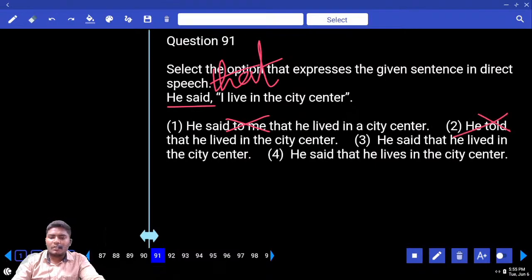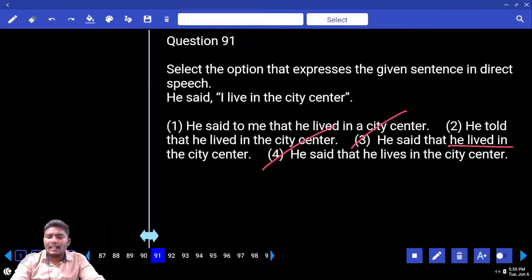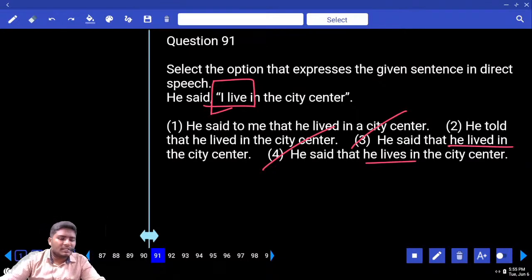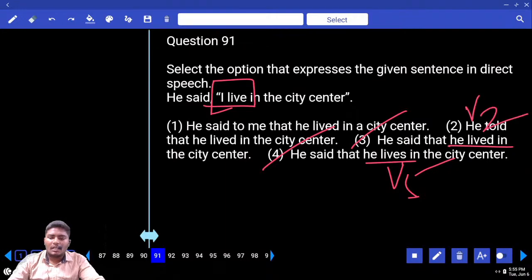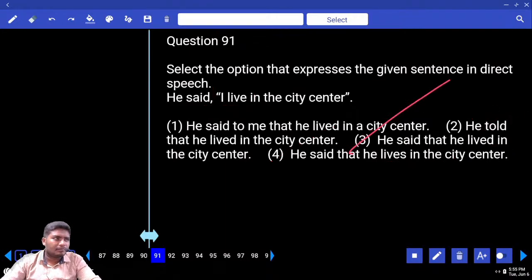He told that, not possible. He said that. He said that. Your answer is 3 or 4. He lived or he lives. Why he lived? I live. Which tense is that? Simple present. Changes to simple past. Lives is past or lived is past? Lived is past. Your answer is 3.